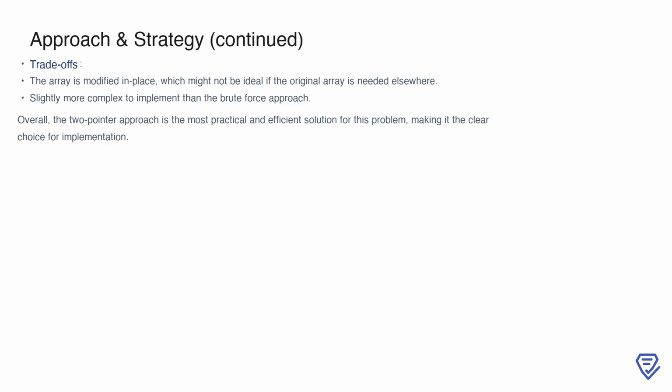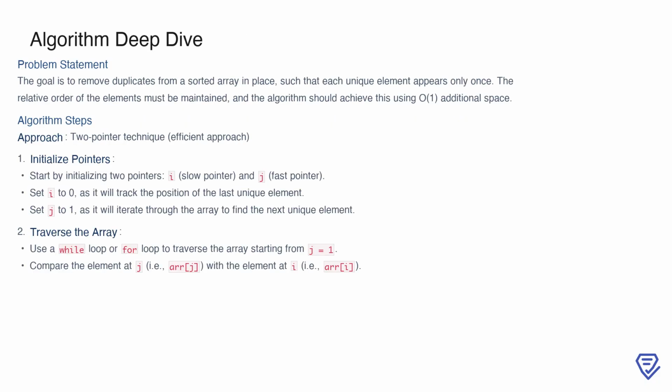It strikes an excellent balance between time and space efficiency, adheres to the problem's constraints, and is capable of handling large input sizes with ease, making it the clear choice for implementation. In this problem, the objective is to remove duplicate values from a sorted array while ensuring that each unique element appears only once. The critical constraint is that this must be done in place, meaning we cannot use extra space.